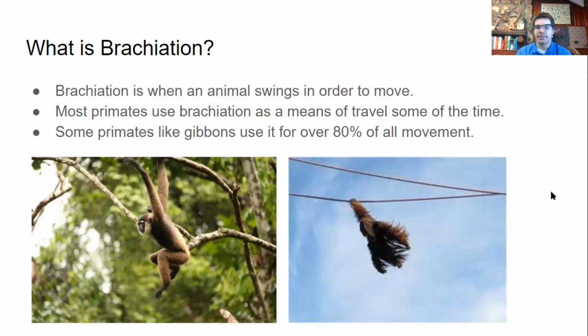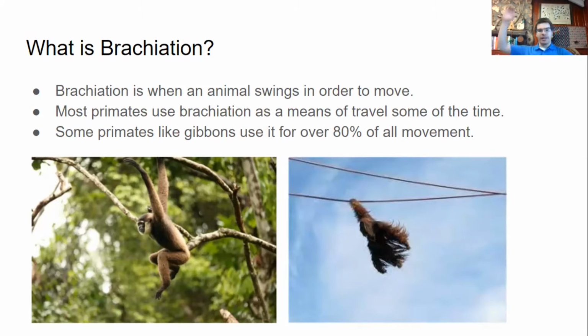So most primates use brachiation as a means of travel, because a lot of primates are what's known as arboreal, which means that they live in trees. And some primates, such as gibbons, are actually the most arboreal species of primate. Up to 80% of their movement on any given day is brachiation.